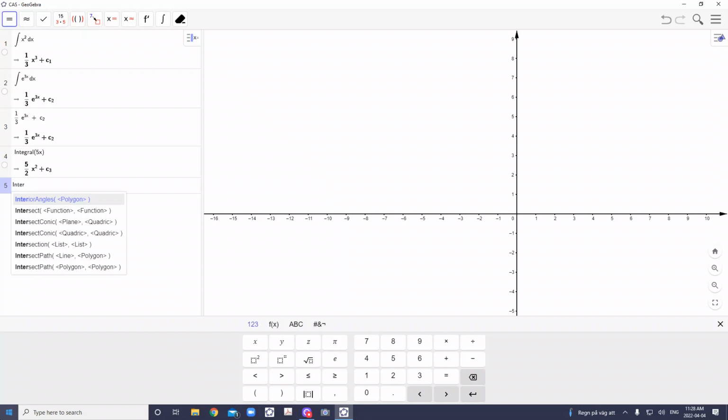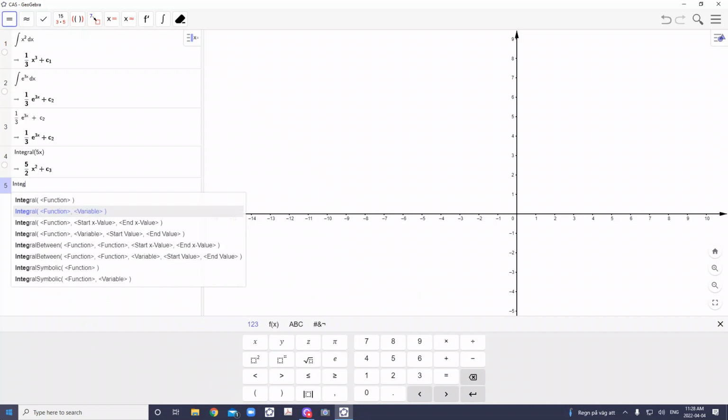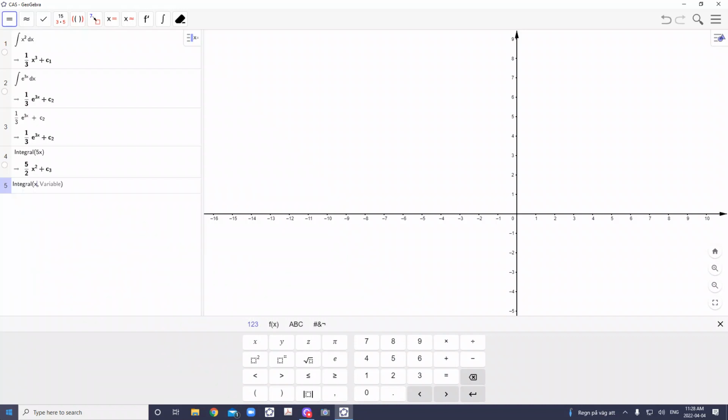Now let me go back to the same question that I started. Integral of this function with variable. This time I write x times t, and I tell GeoGebra the variable is x. Can you tell me what the answer is? Is it t over 2 x squared? Yes, t over 2 times x squared, because t is playing the role of 5 here.